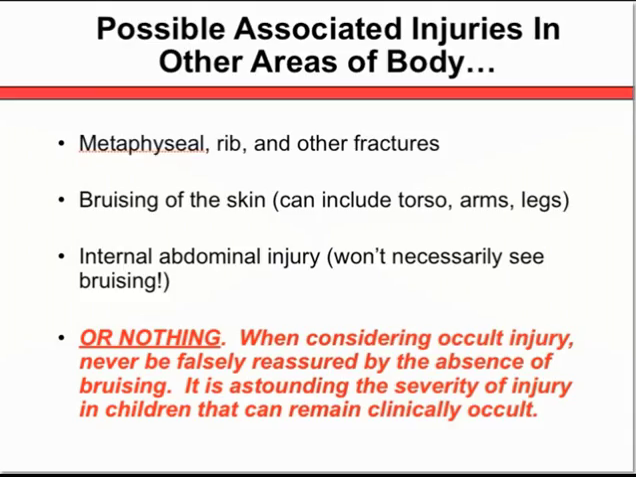Other injuries that we can see in other parts of the body aside from the head are metaphyseal fractures, rib fractures, and essentially fractures of any other bone in the body. We can see bruising of the skin, and that can include the torso, the arms, and the legs, and we can see internal abdominal injury. One important thing to understand about internal abdominal injury is that we won't necessarily see bruising or evidence of that injury externally. That is part of the reason that the screening abdominal trauma labs are so important, that we're going to talk about a little later.